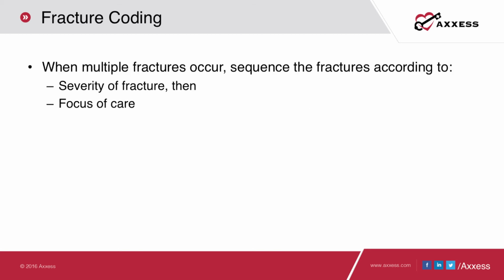If you have an injury case and the patient has multiple fractures, you're going to sequence those fractures according to the severity of the fracture, and then you would also consider the focus of care. So in this case, we have guidance that overrides the focus of care rule, and that guidance tells us to code the most severe fracture first and then think about the focus of care.